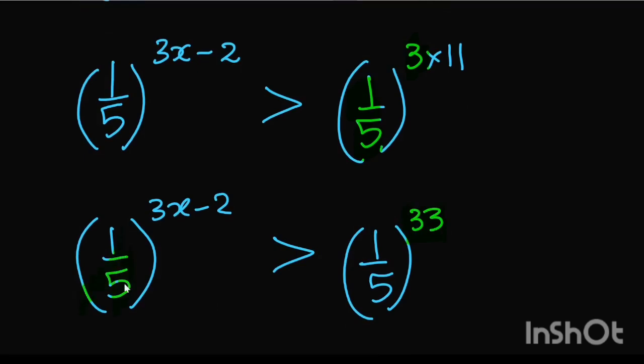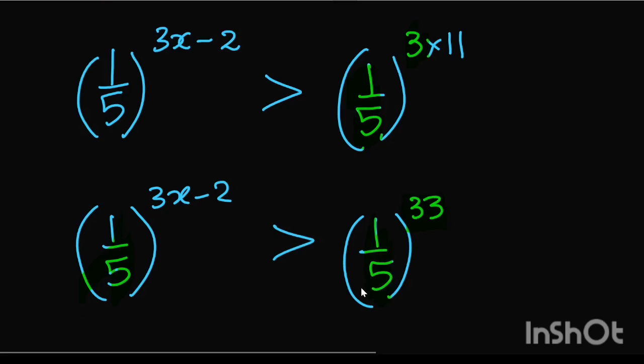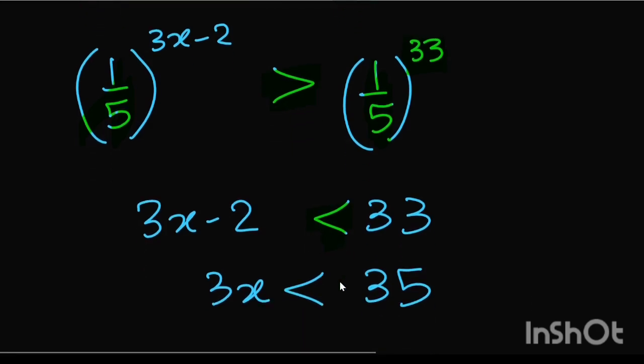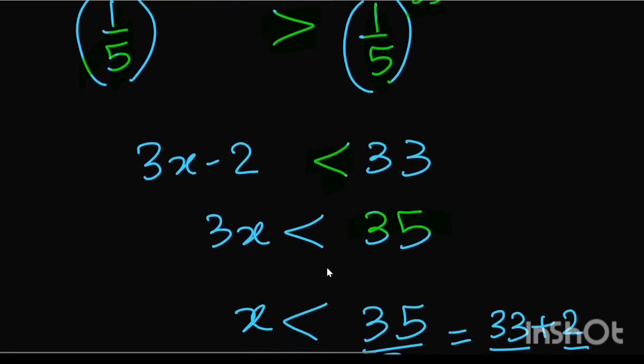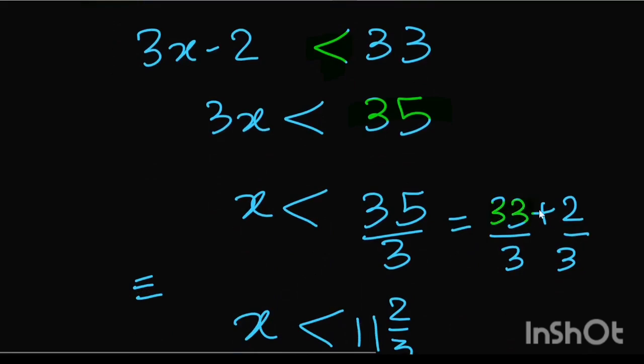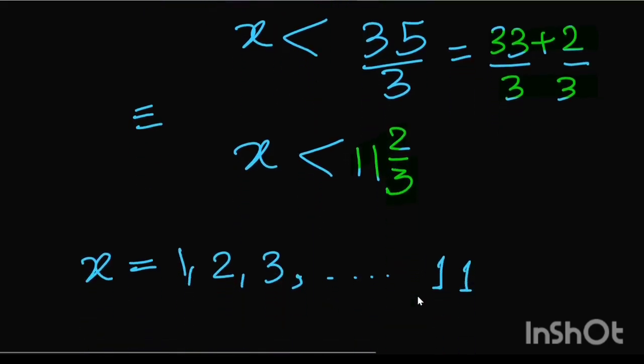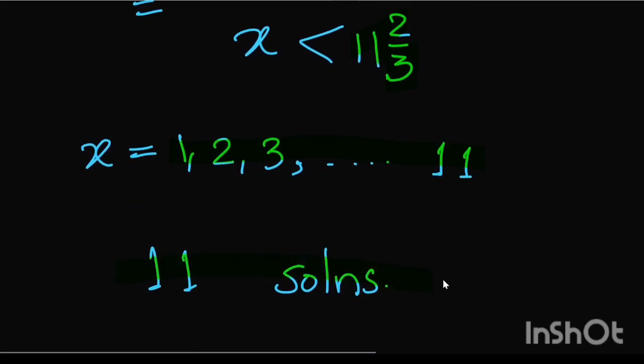Now 1 by 5 is common as the base. So if you remove 1 by 5, the sign would be reversed from greater than to less than, because 1 by 5 is a positive fraction. Now adding 2 on both sides, this becomes 35. Dividing by 3, this is written as 11 and 2 by 3 in mixed fraction. Since x is a natural number, 1 to 11 will satisfy this. So obviously the number of solutions is how many? Yes, there are 11 solutions.